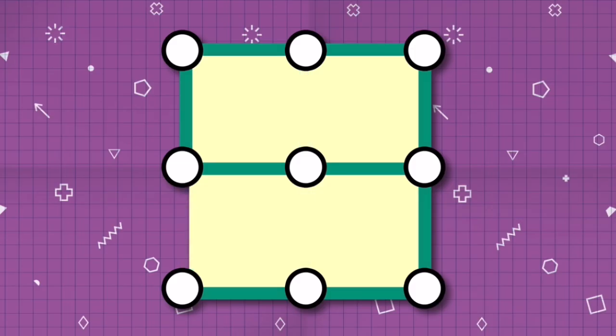We could break all the squares by removing just 3 rods. Here's one way that could be done.